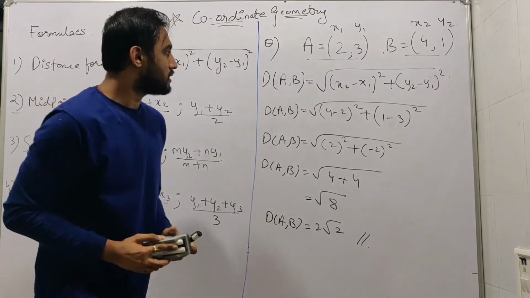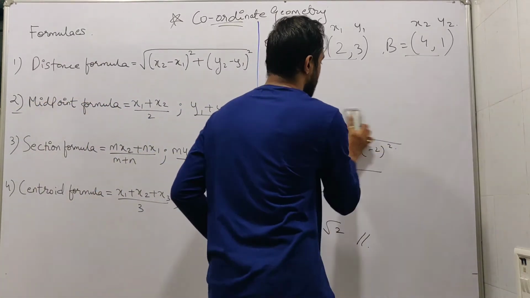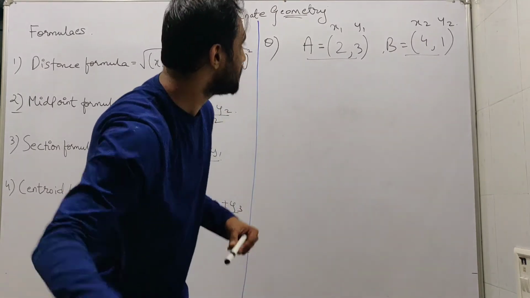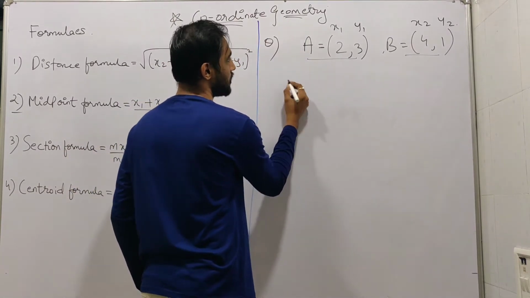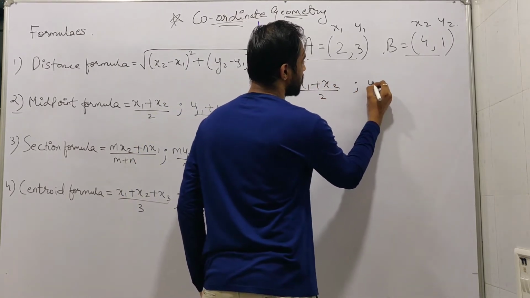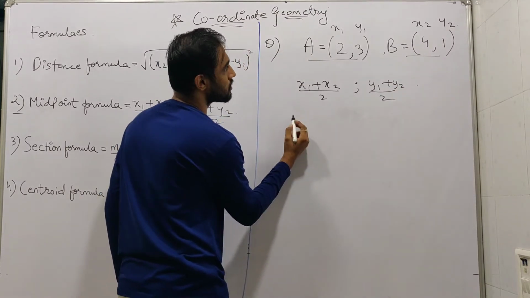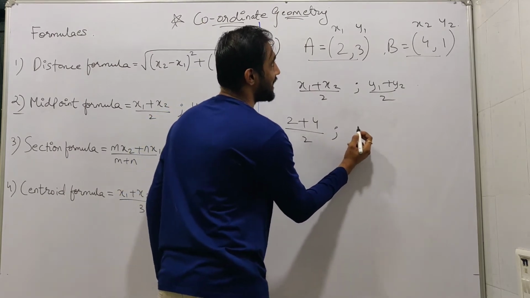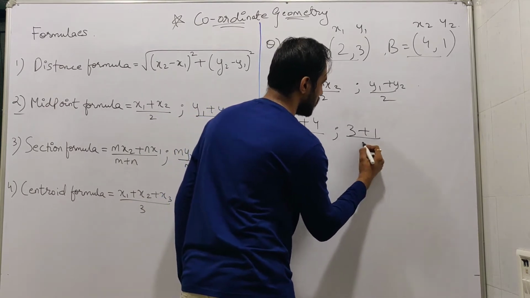If for the same points we have to find out the midpoint, we'll use the same points and find the midpoint. So the midpoint formula is given as x1 plus x2 upon 2, and for the y coordinate y1 plus y2 upon 2. We'll substitute the values here. So x1 is 2 plus x2 is 4 upon 2, and y1 plus y2, so 3 plus 1 upon 2.